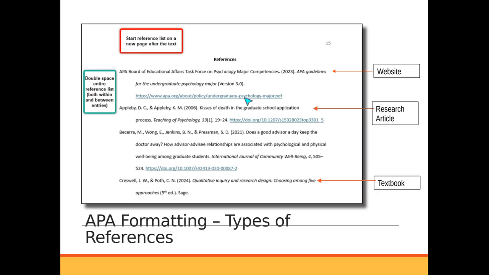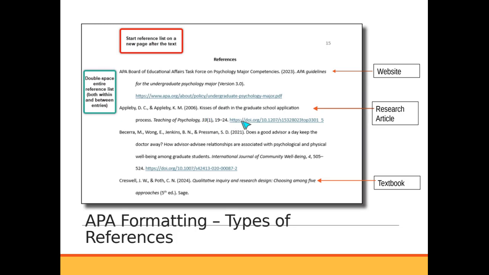And it's different for research articles. The next example is a research article. So Appleby and Appleby, 2006. The title of their research is Kisses of Death in the Graduate School Application Process. Please notice the title of the research article is not italicized. Only the title of the actual journal, and this little number is the volume number, is italicized. That throws everybody off.